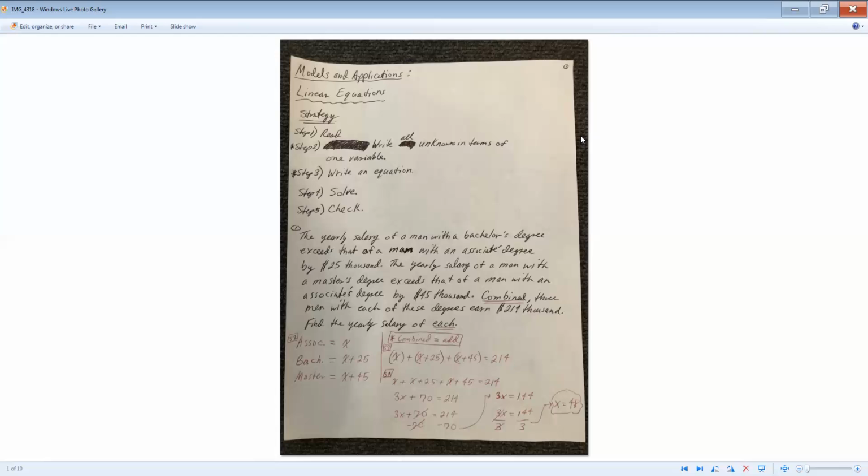The third step is to write an equation. Fourth, to solve, and of course, five is always the check. The last step is always the check. And we want to make sure we actually answer the question that they're asking us. So let's look at the first example.